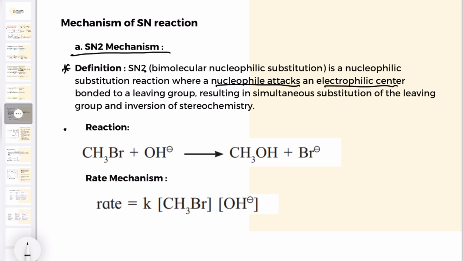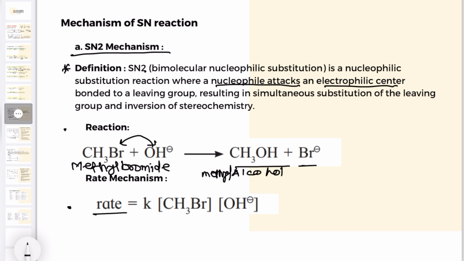Let us see what happens in a reaction. If we take methyl bromide as an alkyl halide, to which this OH nucleophile attacks, then what happens? This OH replaces the Br. Then formation of CH3OH, that is alcohol. Methyl alcohol is formed, and this bromide ion is on the product side.